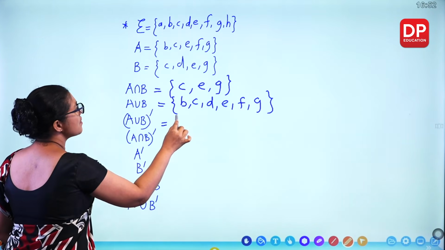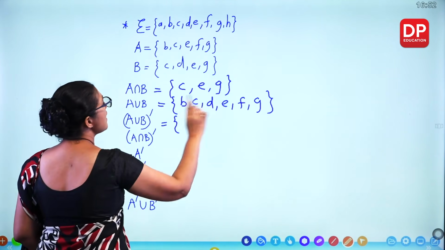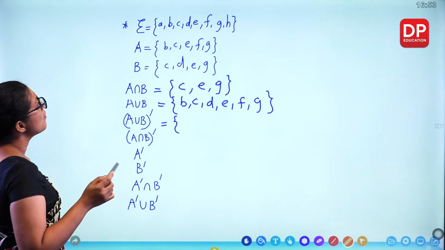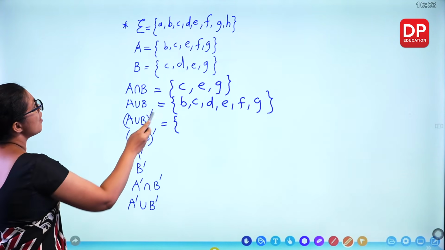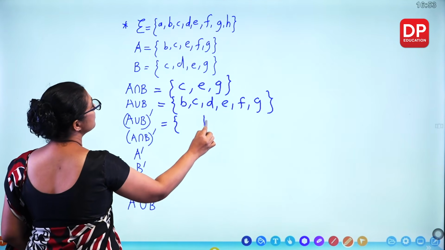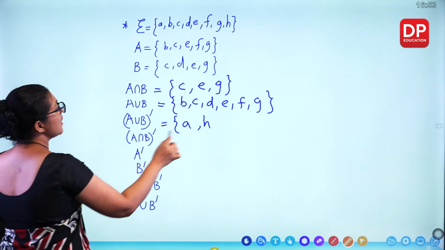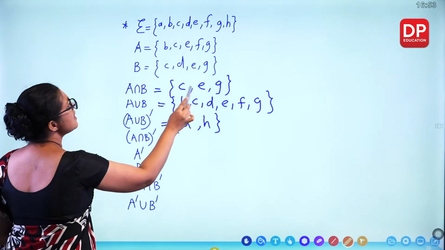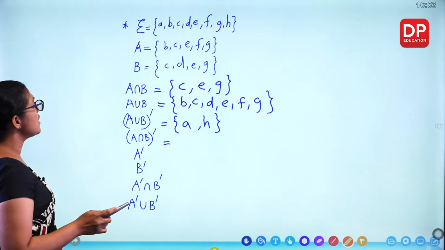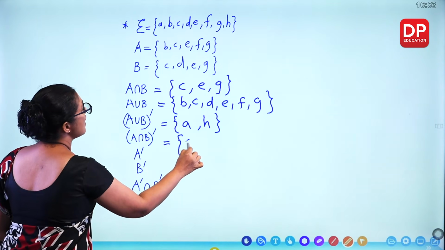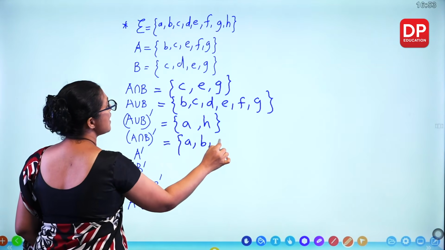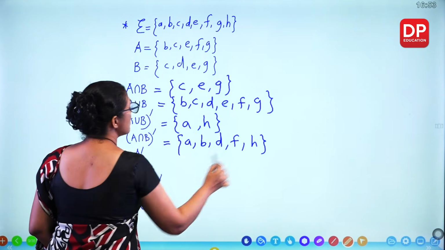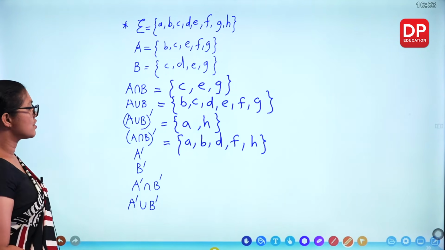A union B dash. Look at the union and take everything outside. B, C, D, E, F, G is there. So what is dash? You are not getting H and A. A and H. What is intersection? Intersection is CEG. Everything outside CEG: A, B, C is there, D, E, F is not there, G, H. So that's A intersection B dash.